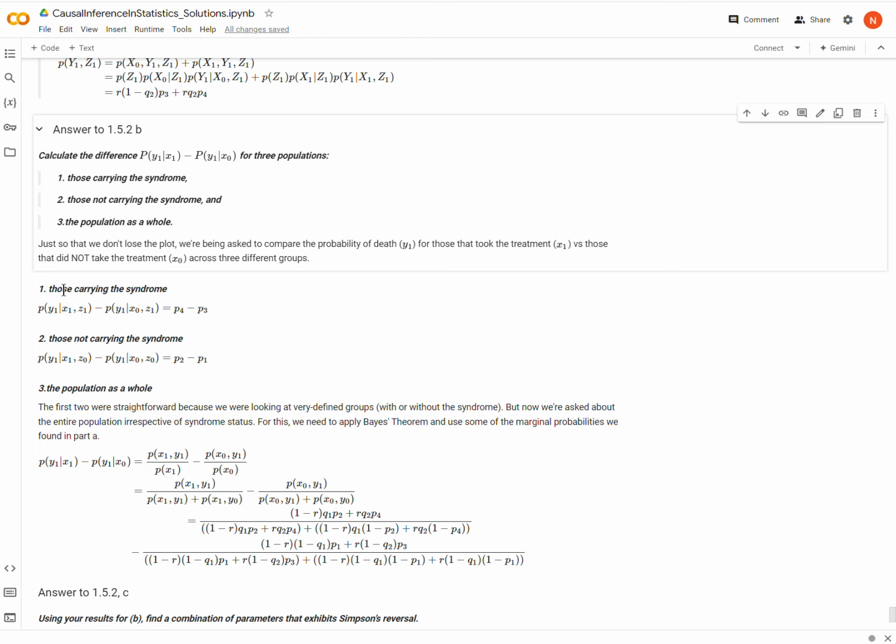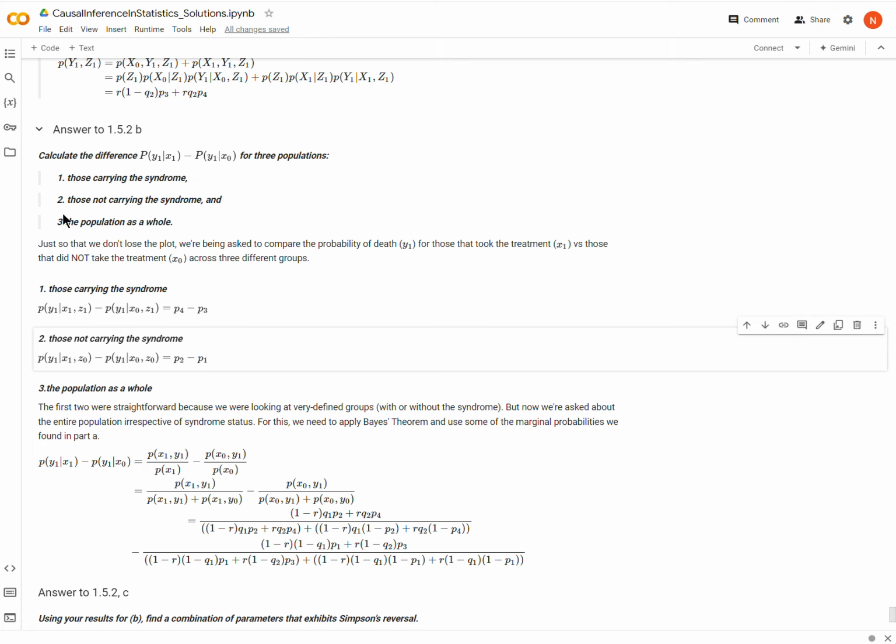Okay. So for the first population that we're supposed to calculate this with, it's those carrying the syndrome, right? So that means that is Z1. And if you go back up to the question and you read these, you see that this probability is given by P4, this probability is given by P3, and so that is just this right here. Now for those not carrying the syndrome, in other words, Z equals 0, you'll find that this probability corresponds to what they're calling P2, and this probability corresponds to what they call P1. Okay, so that's all pretty basic.